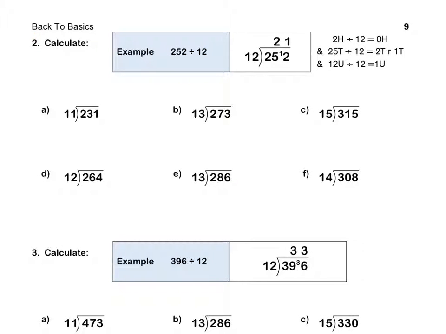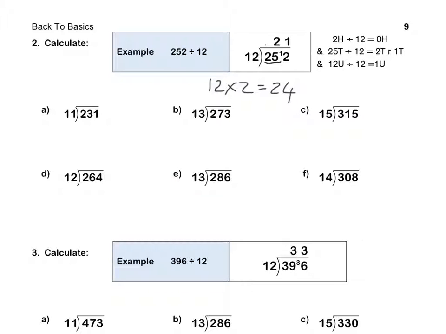Question 2. We are dividing by 12. On the side, 12 times 2 is 24. So 12 can't fit into 2. 12 fits into 25 twice, remainder 1. And 12 fits into 12 once. Therefore the answer is 21.